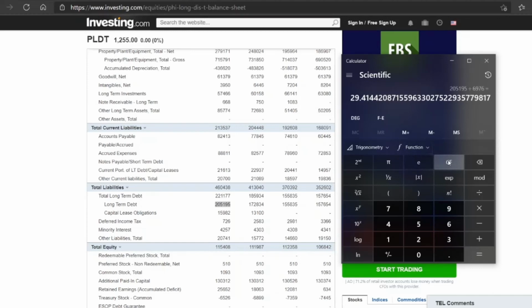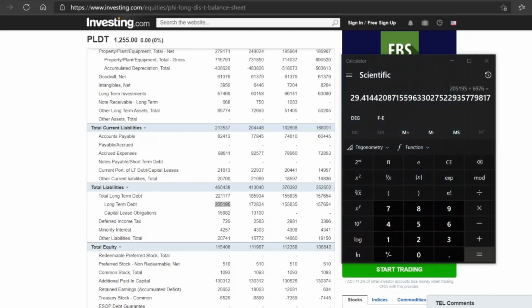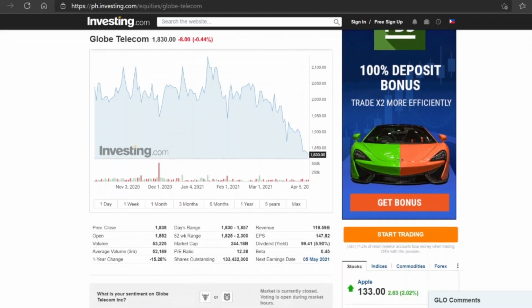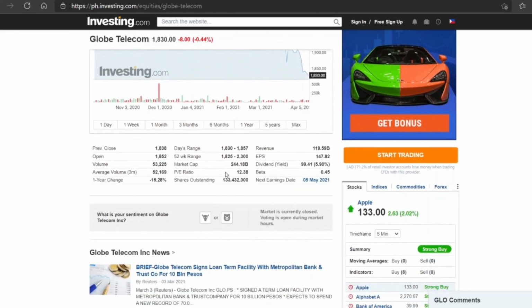So let's go to our next checklist item, which is the PE ratio. This is by far the most used valuation for companies, and it's really easy, and it is already computed for us. So we just have to look at it here in the general information of the company. What we want here is a number less than 15. Right now Globe stands at 12.38. This means if you would invest in Globe at its current price right now, you are willing to pay 12.38 pesos to earn 1 peso.